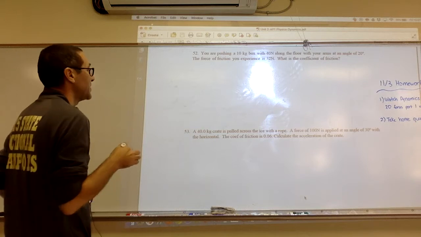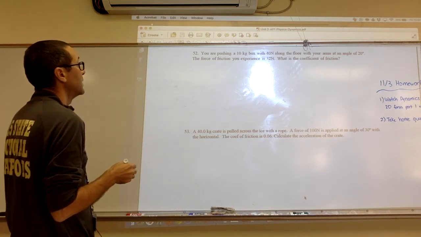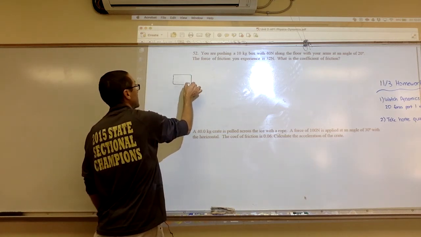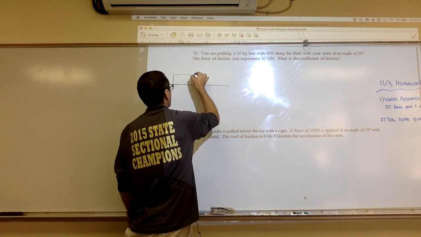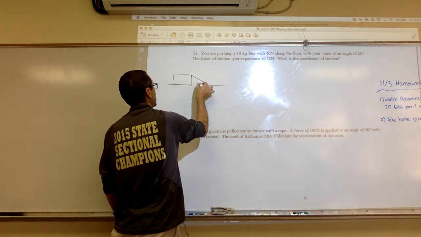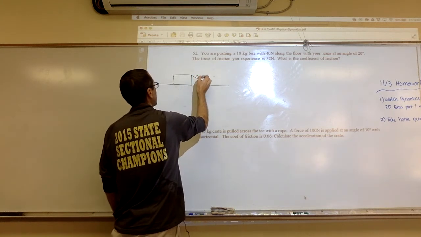All right, number 52. You are pushing a 10 kilogram box. So you're pushing down. So here is the box. So you're pushing down this way. So this is the applied force. Okay, and you're making an angle of 20 degrees.